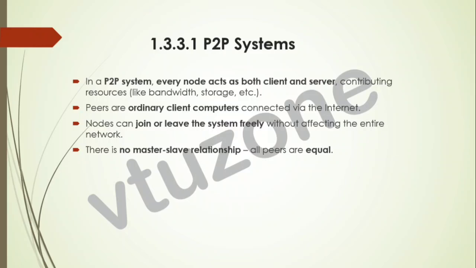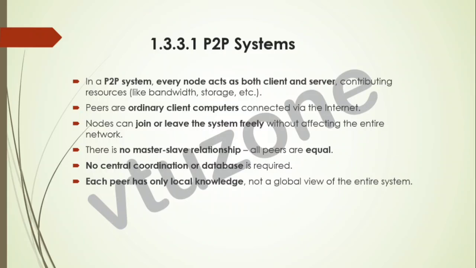Then there is no master-slave relationship. In a peer-to-peer network, no computer is the boss or a controller. Every computer is equal. No one controls the other. Then no central coordination or database is required. Means there is no need for a central server to manage or store everything. Each computer manages its own information.